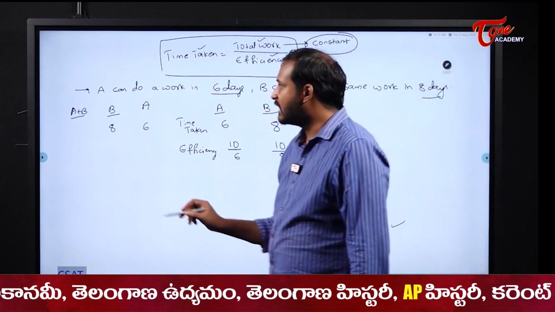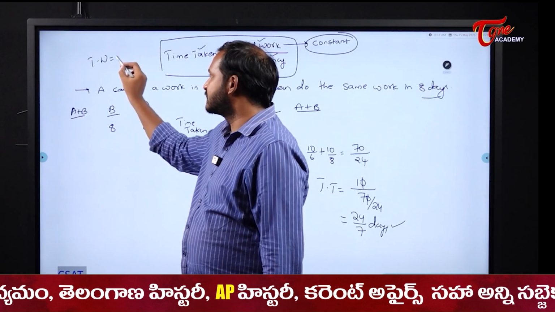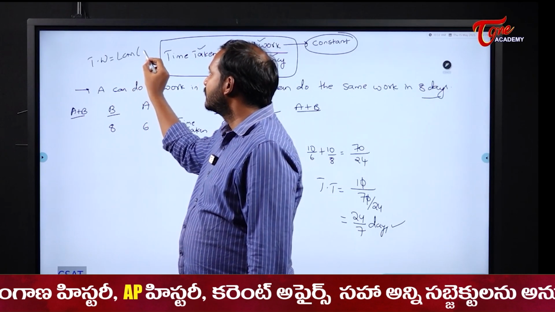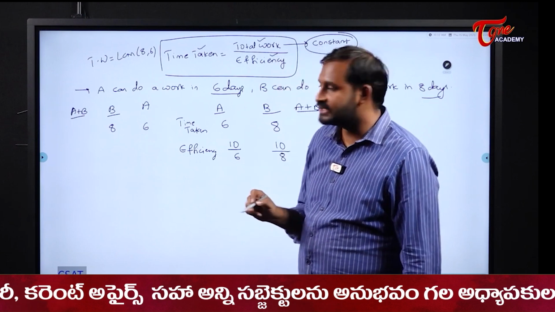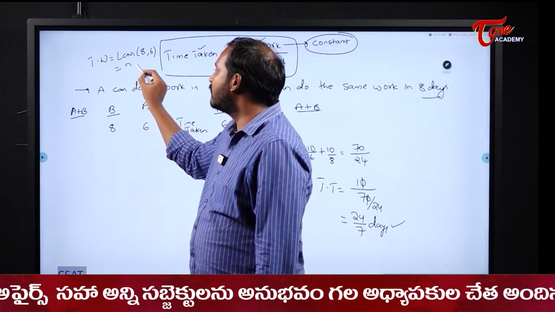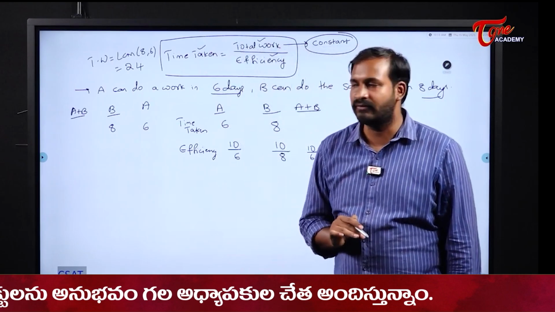Now, what I will do is take the total work as the LCM of 8 and 6. What is the LCM of 8 and 6? 24. So now I will assume my total work as 24. We will see what the reason is.